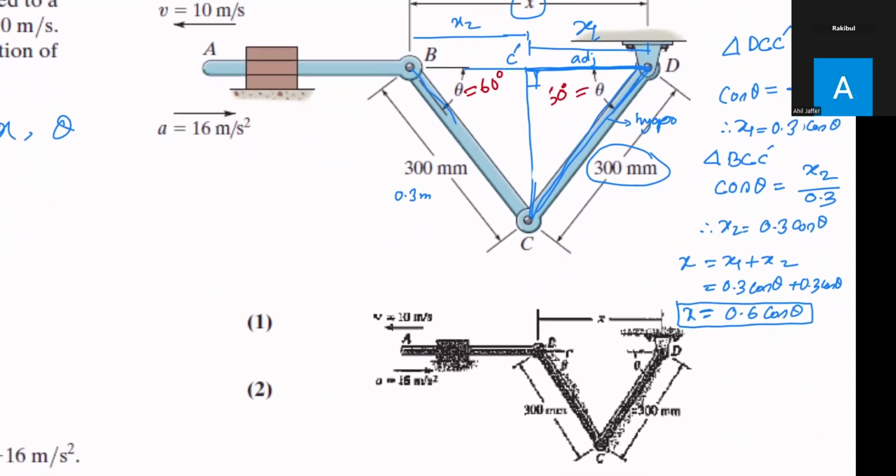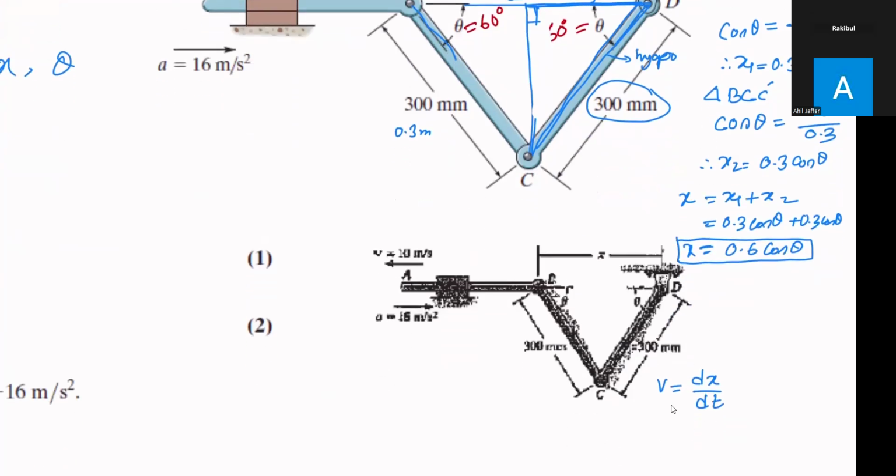Now, for linear, this is a displacement or position, and this is angular rotation, angular displacement. So how do we find the linear speed? What do we need to do? This is x. What is the relationship between this x and the velocity? v equals dx over dt, the calculus relationship. Do you know this formula?